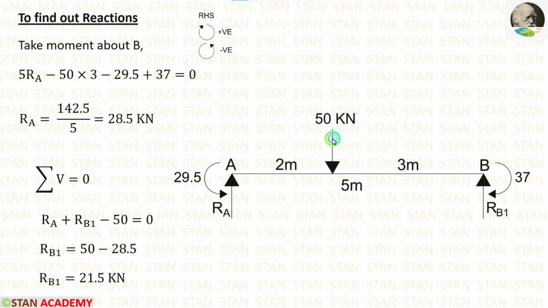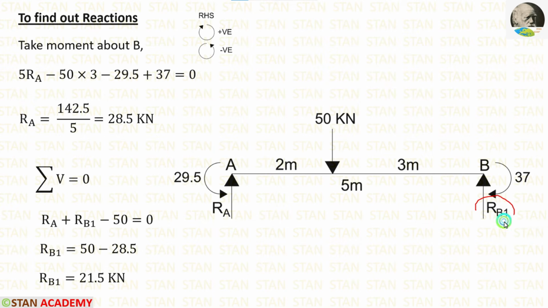The point load 50 kN is acting towards the point B in the anticlockwise direction, so it will be negative and the distance is 3 meter. So minus 50 into 3. Then there are two moments. The moment 29.5 is acting in the anticlockwise direction, so it will be negative. The moment 37 is acting in the clockwise direction, so it will be positive. After the calculations, we are getting RA is equal to 28.5 kN.